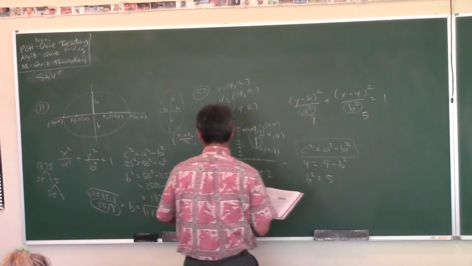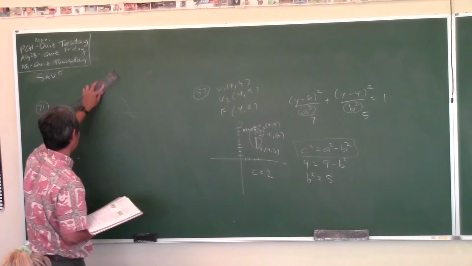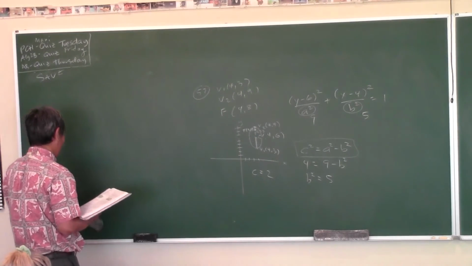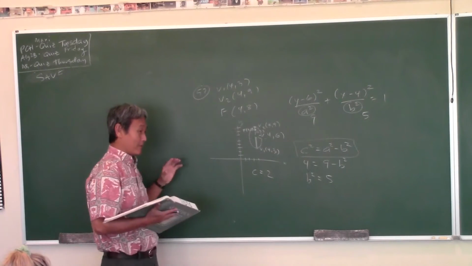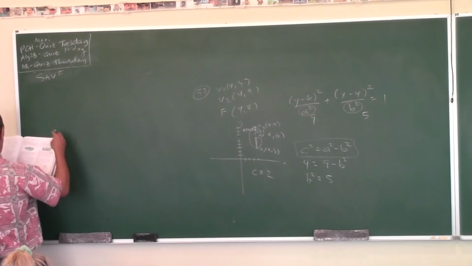Let's go through completing the square, because the other class, it's like, what's going on? Because tomorrow, you're going to have to complete the square for the parabola and the ellipse, and if you cannot complete the square, you're in for it.